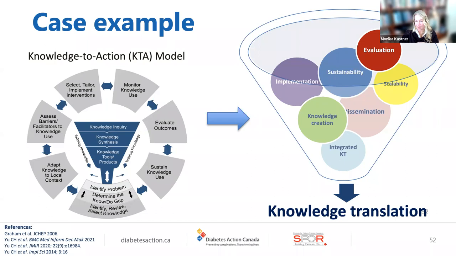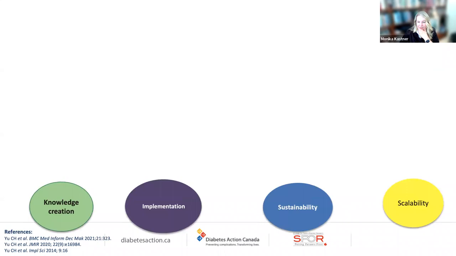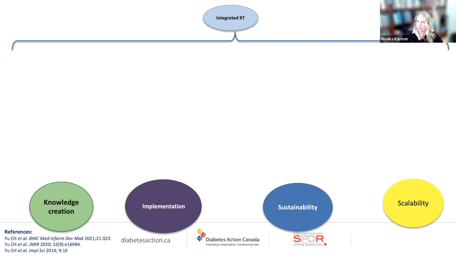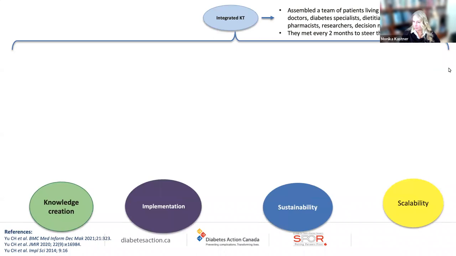So in terms of all the different activities, the very first thing that this team did was their integrated KT team. They assembled a team of patients living with diabetes and some healthcare professionals involved in caring for these patients, and they met every 2 months or so to steer the project.